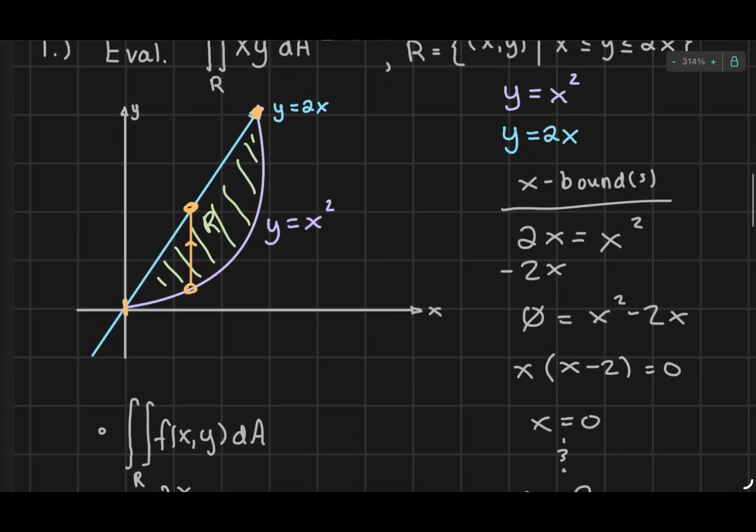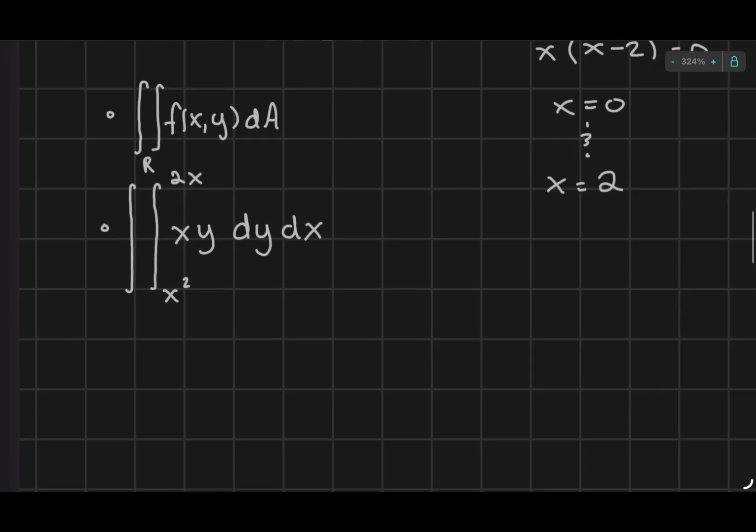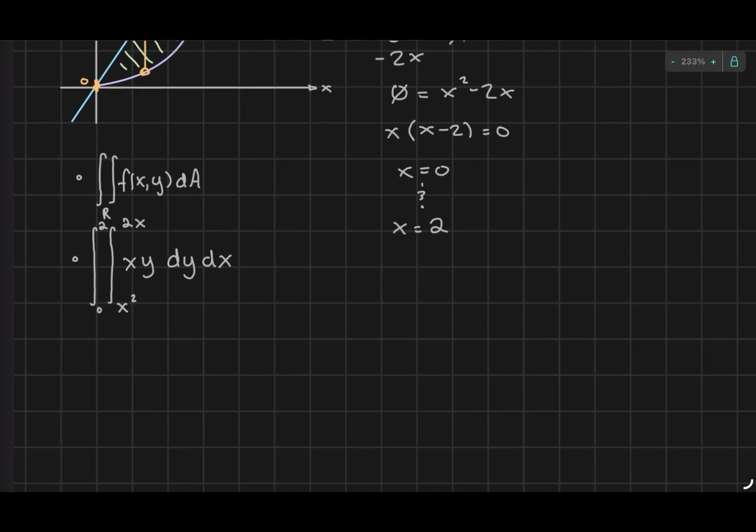So we see here now that this point right here is 2, and this point right here is 0. x is equal to 2 and x is equal to 0. So therefore, that's going to be our bounds on our x integral. We set up our integral. So now let's go ahead and evaluate it.